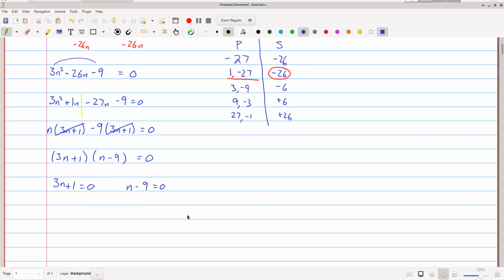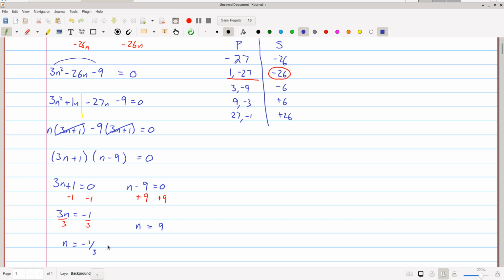To solve that first equation, let's begin by subtracting 1 on both sides. So this way we have 3n equals negative 1. Then we're going to divide both sides by 3, so that the 3's cancel and we've got n by itself. And n equals negative 1/3. For the other equation, we can solve for n by adding 9 to both sides of the equation. On the left-hand side, the 9's cancel, and we're left with n equals 9.